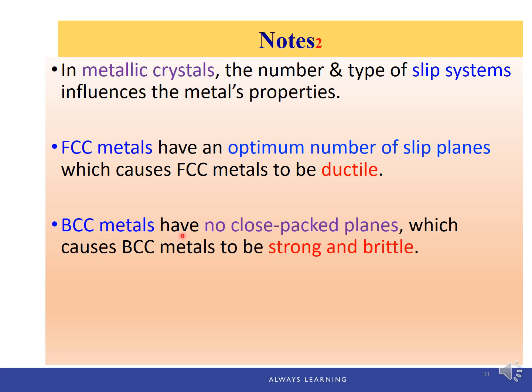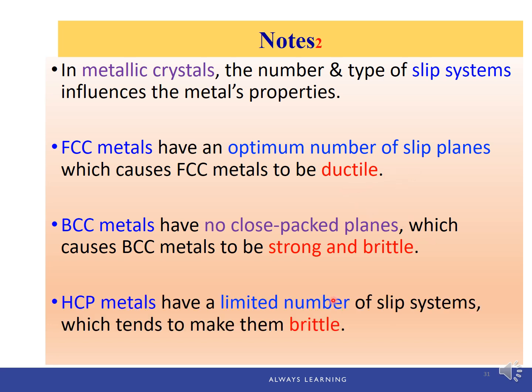BCC metals don't have any close packed planes, which causes BCC metals to be strong and brittle. Although they have a lot of slip systems, if you have too many, the slip systems can interact with or hinder each other, which reduces the ductility and the dislocation motion. Therefore, BCC metals are strong and brittle, not as ductile as FCC materials. HCP metals have a limited number of slip systems, which tends to make them more brittle.